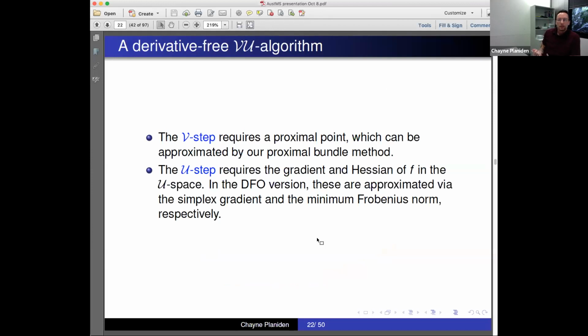Okay, so 2 points. The V step requires a proximal point, which involves first order information, a subgradient. But that can now be approximated by our proximal bundle method. That's last year's news. The U step also requires first and second order information. So we use a gradient and the Hessian just in the U space, the smaller, reduced space, to do this Newton step. And so in the DFO version that we built, we also approximate both of those. We now use an approximate gradient using the simplex gradient, and an approximate Hessian using the minimum Frobenius norm problem.